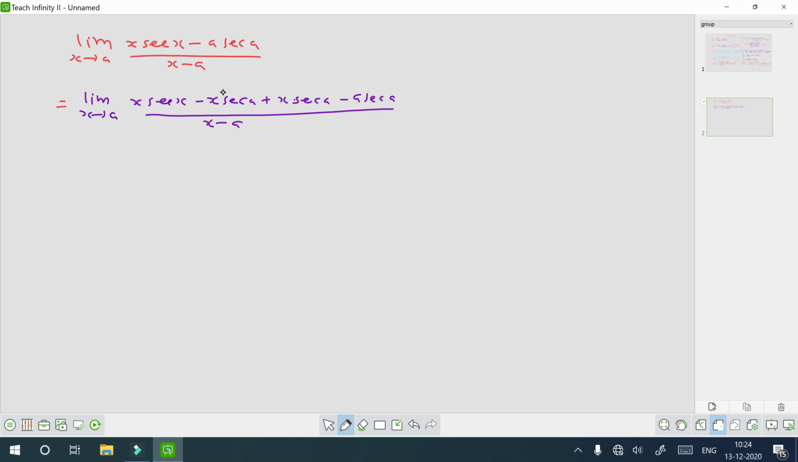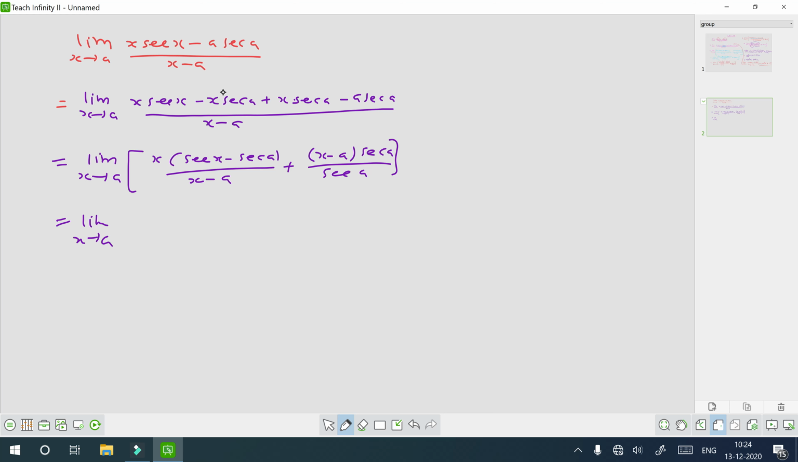Agree with me? Yes. In the next step, limit x tends to a, x common. What you get? Sec x minus sec a over x minus a. Here x minus a, sec a common, over sec a. Clear? That is equal to limit x tends to a. Now see here.